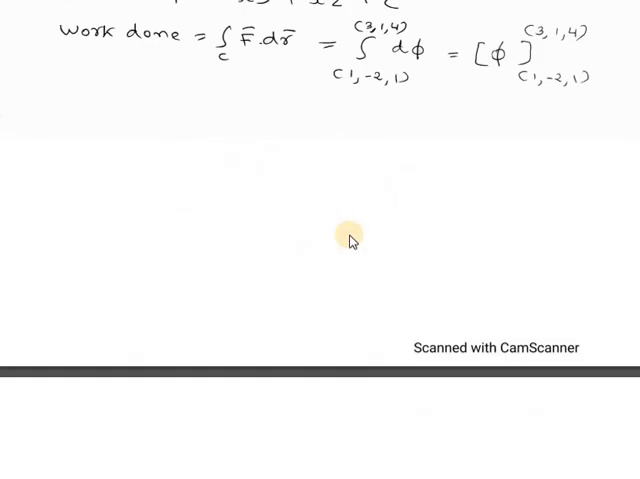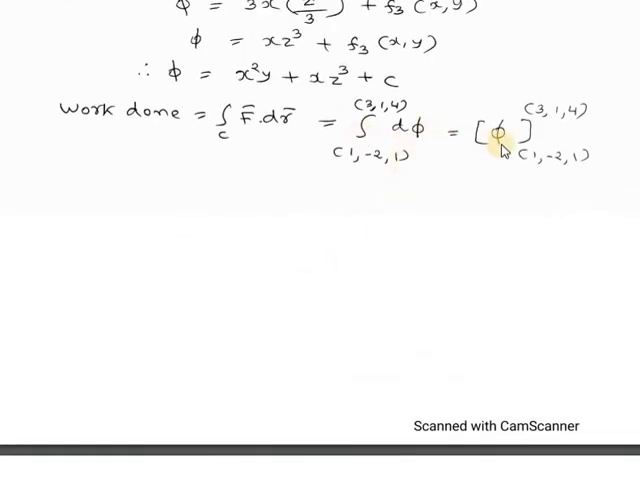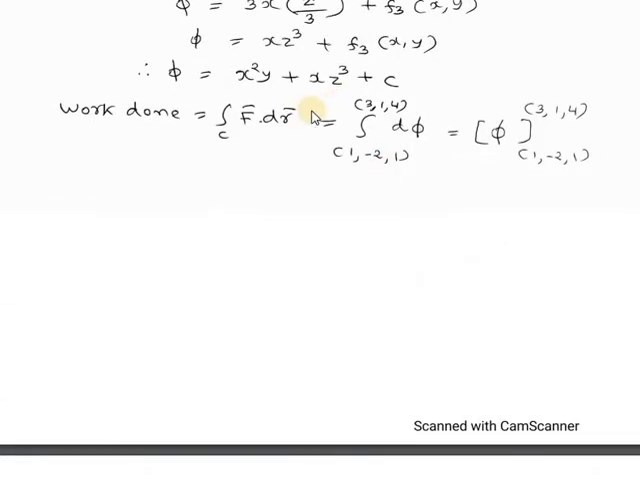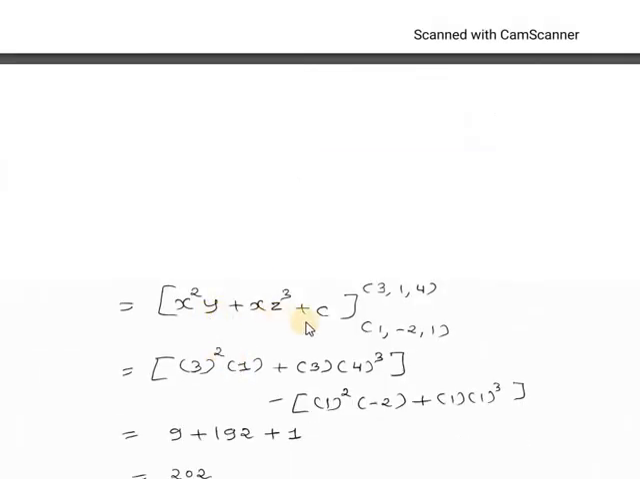So what is integration of d phi? It is phi. And the limits are from (1, -2, 1) to (3, 1, 4). It is given in the question. So what is phi? It is x square y plus xz cube plus c, and the limits. Here we will put the upper limit. Upper limit of x is 3, upper limit of y is 1 and z is 4. Clear?